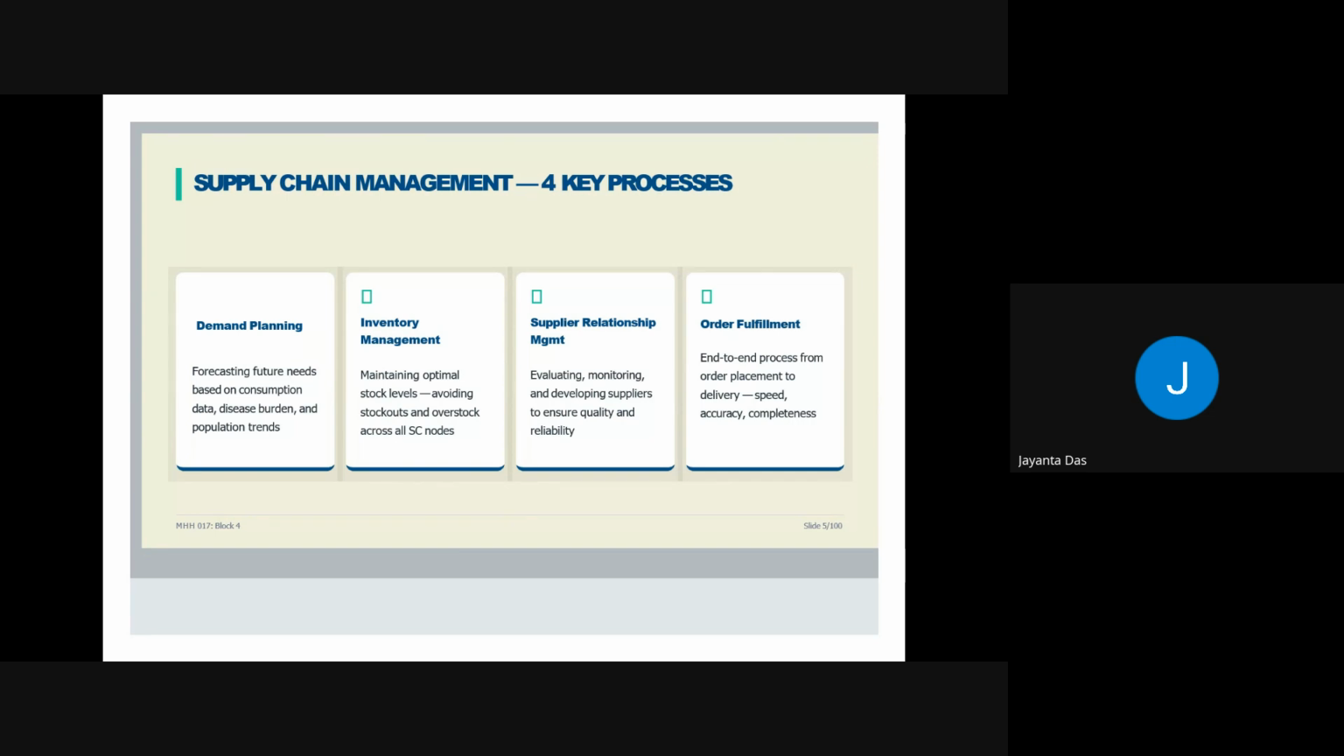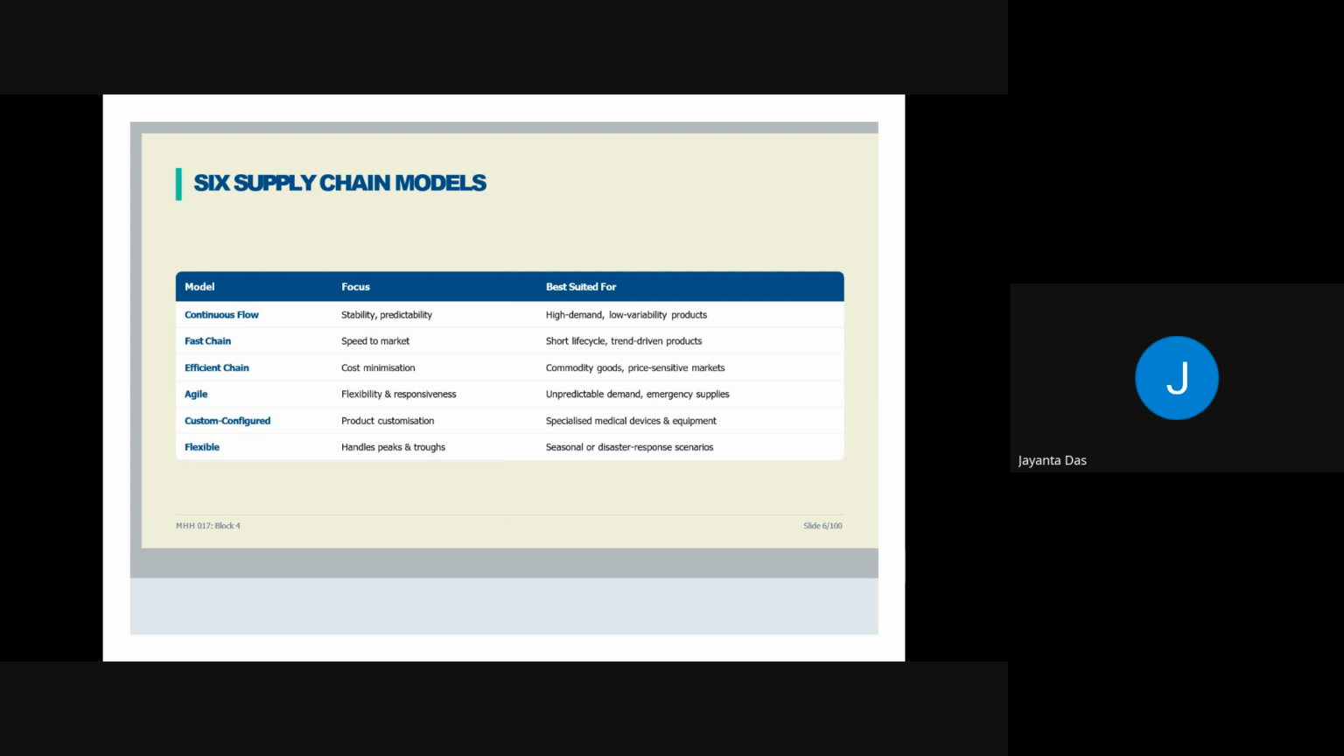Third, supply relationship management. That means the vendor or supplier with whom we are dealing, we need to be evaluating, monitoring, and developing suppliers to ensure quality and reliability. And last but not the least, the order fulfillment. That is the end-to-end process from order placement to delivery, which means speed, accuracy, and completeness. So these are the four key processes we need to understand and closely watch and monitor.